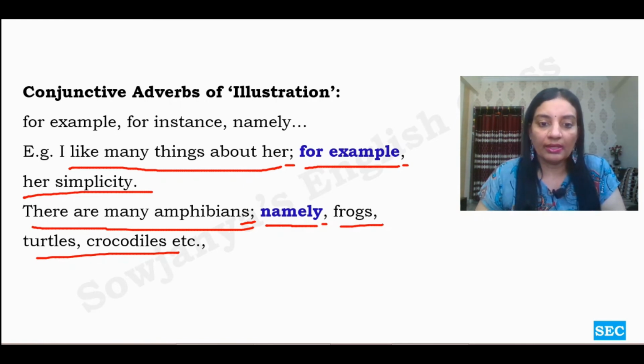So there are many amphibians. There are a number of amphibians, namely, if you start to name them, what are they? Some of them: frogs, turtles, crocodiles, etc. Do you understand the difference between other conjunctive adverbs and this illustration?